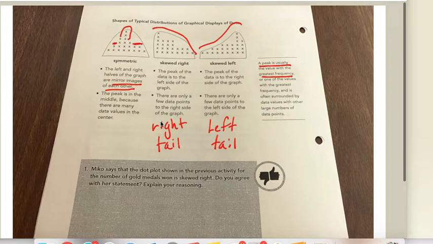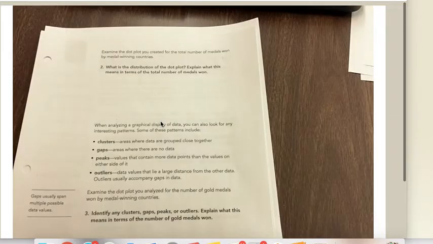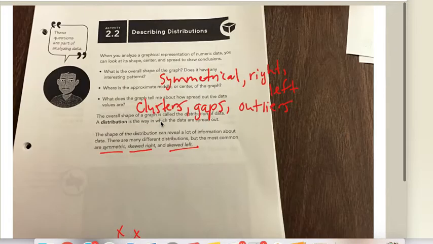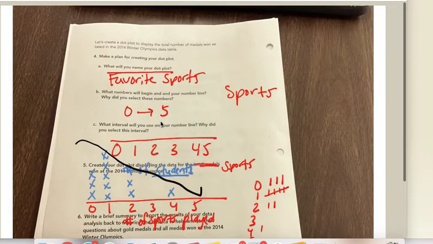So there's some, that describes the distribution. If you go to the next page, we talked about some distributions of the data plot. If I went back to my sports one, we already talked about that one. We said that the distribution was right-tailed or skewed to the right because it went down to the right.